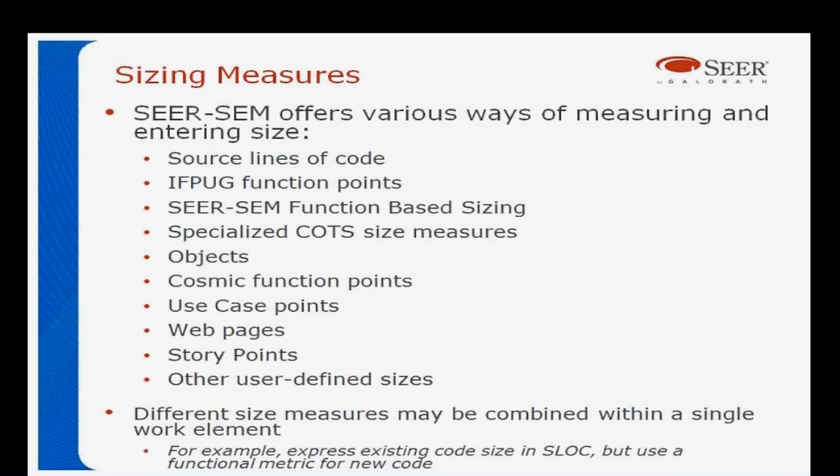SEER supports many sizing measures. The real point is to come up with something that you can actually estimate well and that you can track when you're all done. For example, many people use lines of code. It's gone out of fashion in some industries, and in other industries it's still widely used. Function points, which are measures of the software functionality based on rules, are an excellent way to do things. There are also special things to count: commercial off-the-shelf work, the number of objects, COSMIC function points, which is another method of function points, the number of use cases, web pages, story points, and other methods. The real key here is to have something that will relate to software size.